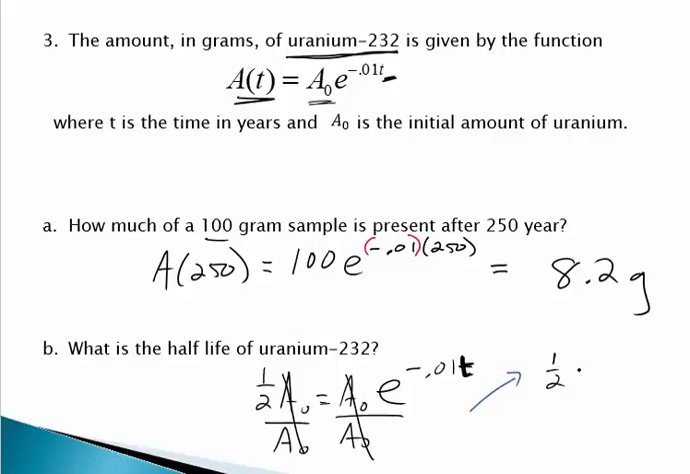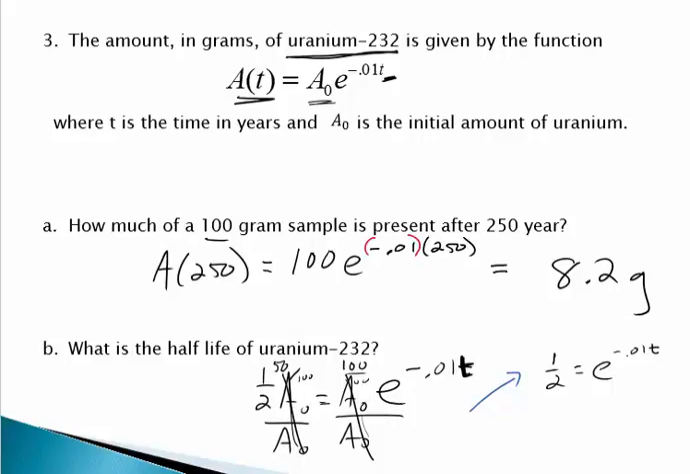1/2 equals e to the negative 0.01 t. Right? And like I said, if you wanted to put in 100 here and figure out what half of that would be, which would be 50, you divide both sides by 100, and you still get a half over here. So if you don't like this way, just pick any value you want for the initial amount, and essentially you're going to get half of it.